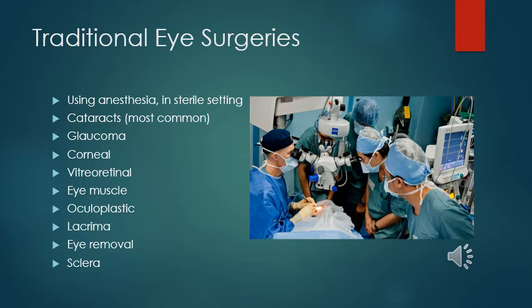Traditional eye surgery involved using anesthesia of some type, either local or general, depending on the degree of difficulty, in a sterile setting. Cataract surgery is one of the most common. Surgeries to correct glaucoma include the following: trabeculectomy, where an incision is made to allow fluid to drain; glaucoma implant, where a shunt is placed to allow for drainage; and minimally invasive glaucoma surgery, or MIGS, a collection of surgeries to reduce pressure. Surgeries to correct abnormalities in the cornea, eye muscle, lacrimal system, and sclera are also performed. Each of these current surgeries correlates with its own limitations depending on the patient, level of difficulty, and available tools.